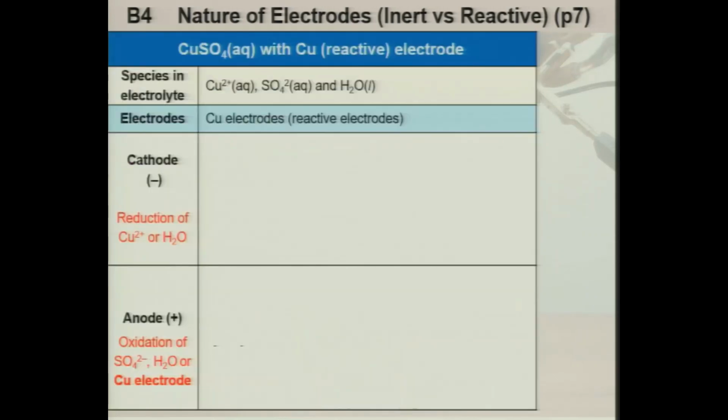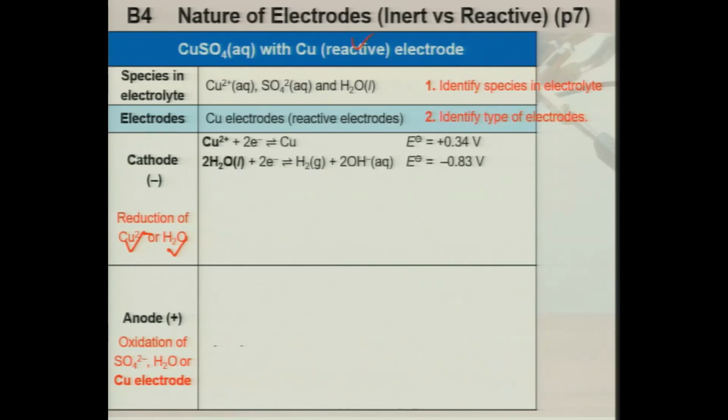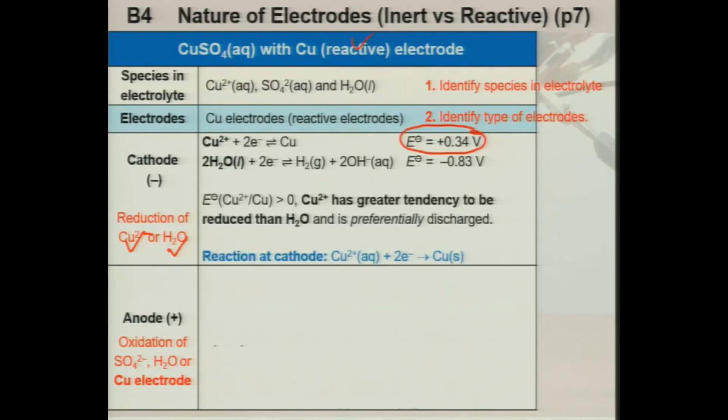So I'm going to use the example of copper sulfate using copper electrodes. Now, copper electrode is considered a reactive electrode, and therefore, let's see what happens. At the cathode, cations are reduced there, so Cu2+ can be reduced there, or water, because this is an aqueous system. So I'm going to call up both equations involving reduction of Cu2+ or reduction of water. I'm going to look for the more positive one and decide that the more positive one will happen.